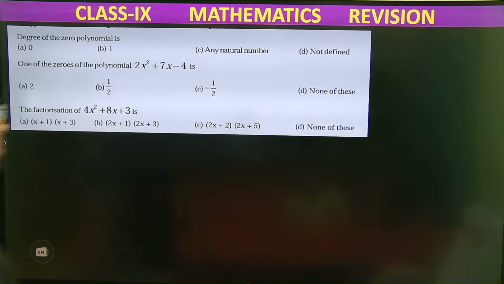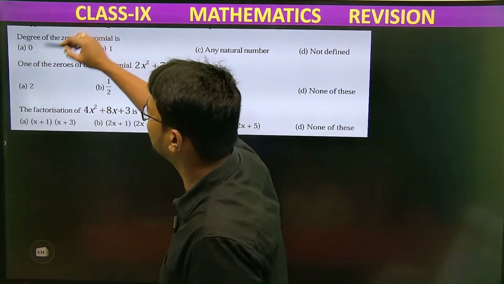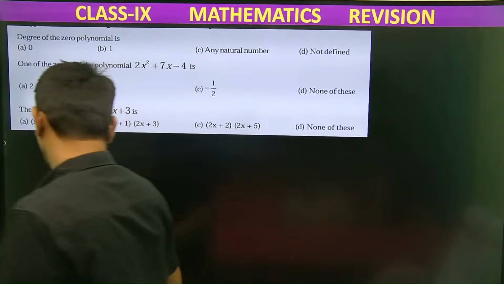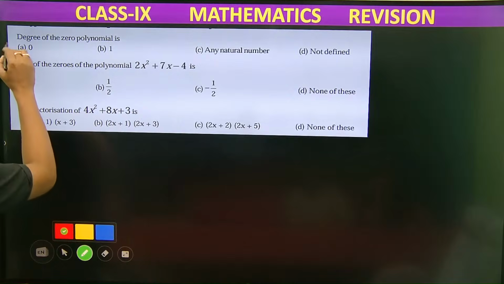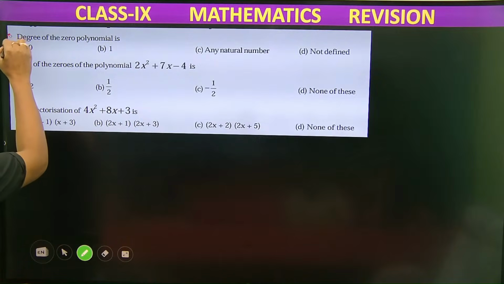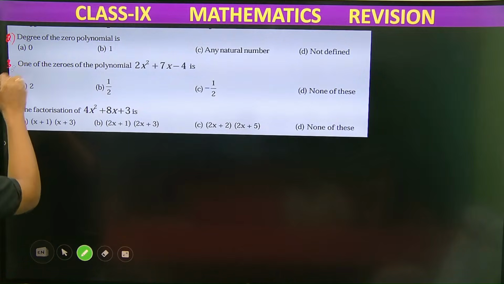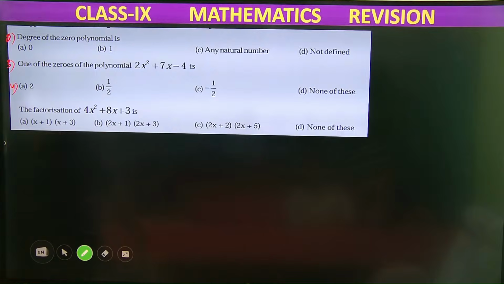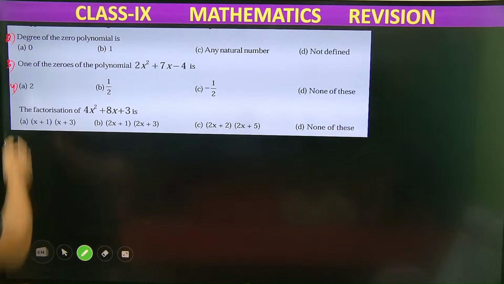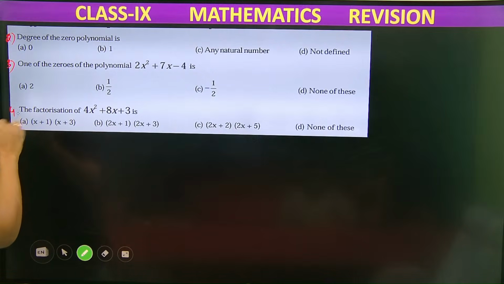Okay, question number 2, right? This is question number 2, 3, 4. You can write here, children. First one is over, 2, 3, and this is 4. Question number 4. Oh, this is not options. Question number 4 is this.